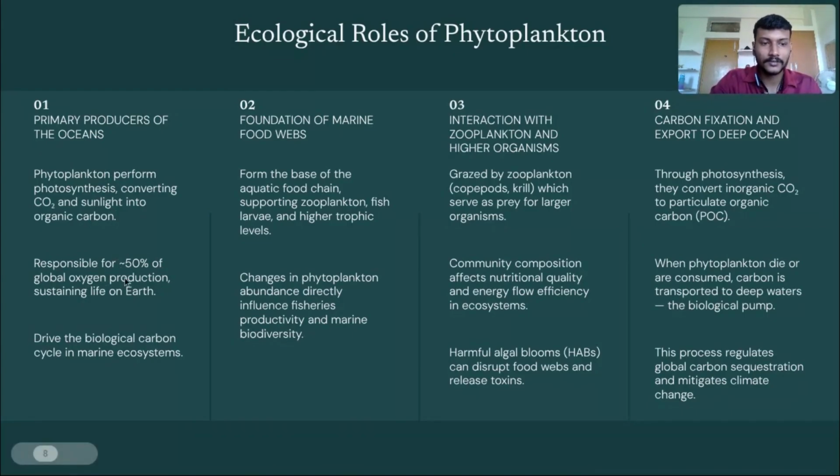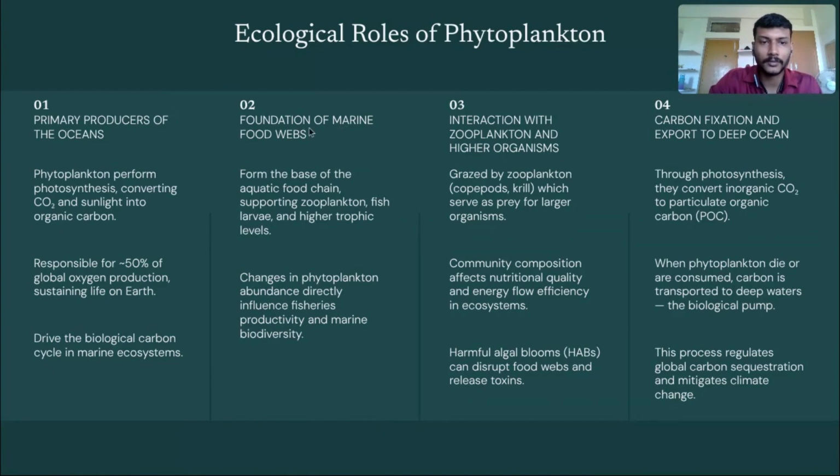The dissolved oxygen, which is produced as a result of photosynthesis, is made available to the fishes or other marine organisms, higher life forms, whereas the one in the gaseous form is made available to all life forms on Earth. So they are responsible for nearly 50% of the global oxygen production, sustaining life on Earth.